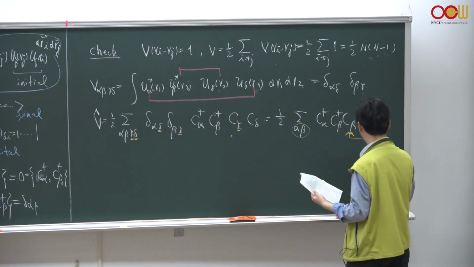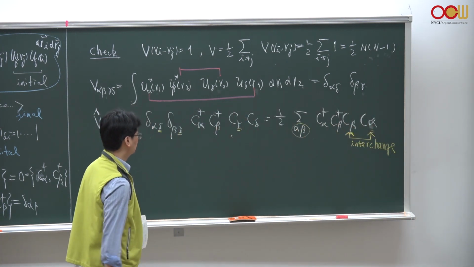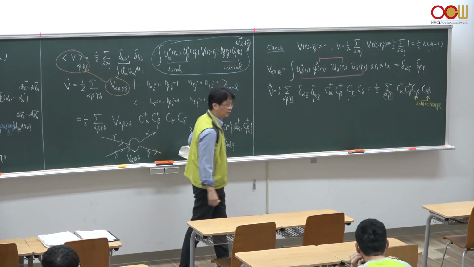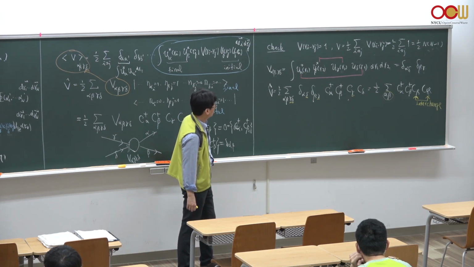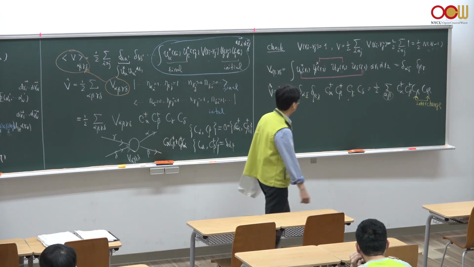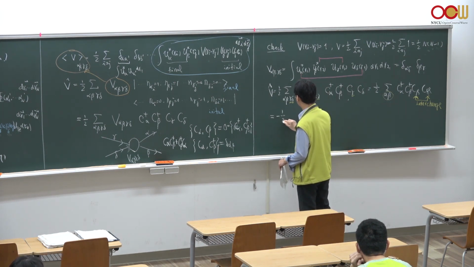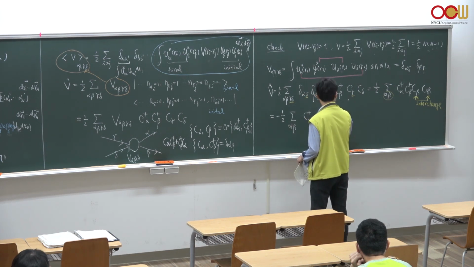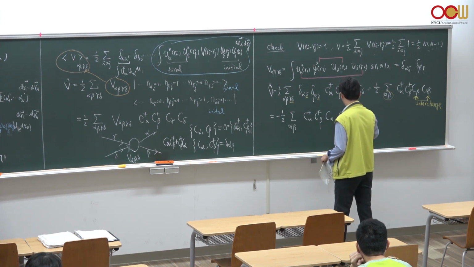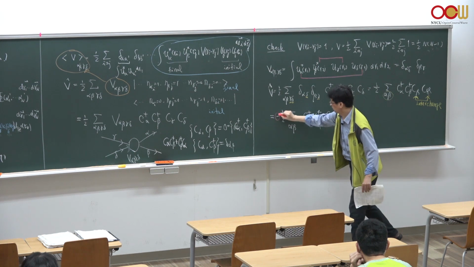Suppose I interchange C beta and C alpha, and I use the anti-commutation rule, C alpha C beta plus C beta C alpha is 0, so that C beta C alpha is just minus C alpha C beta, right? And this is minus delta alpha beta C alpha C beta, right? See that? A minus sign.